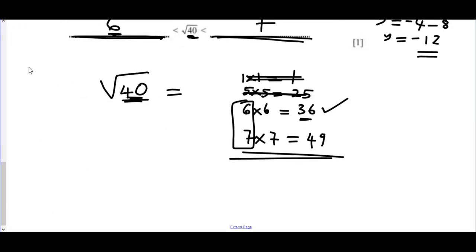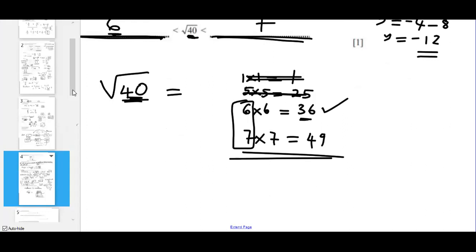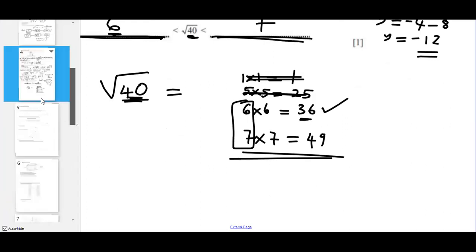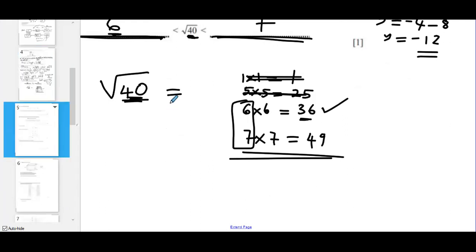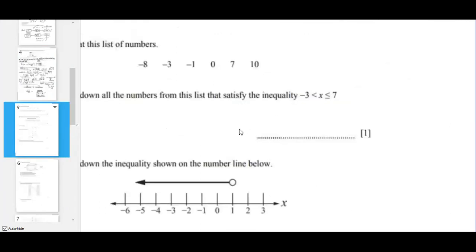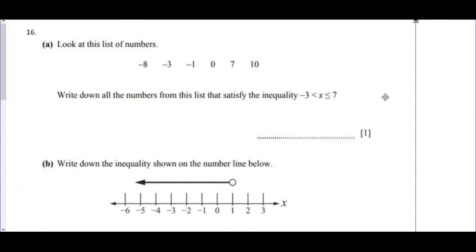All right, so the next part will be this question. This question says, look at this list of numbers: -8, -3, -1, 0, 7, 10. Okay, now what is the question? Can you write down all the numbers from this list that satisfy the inequality -3 is less than x is less than or equal to 7?